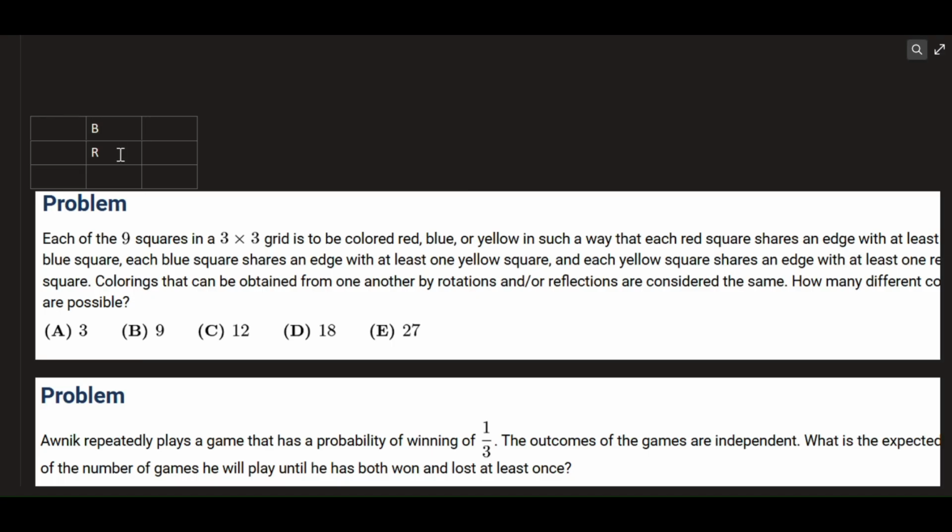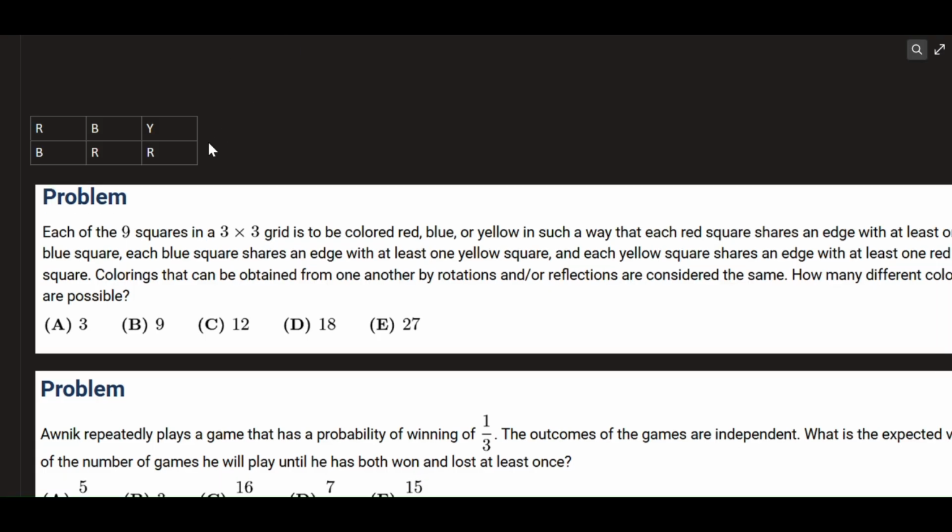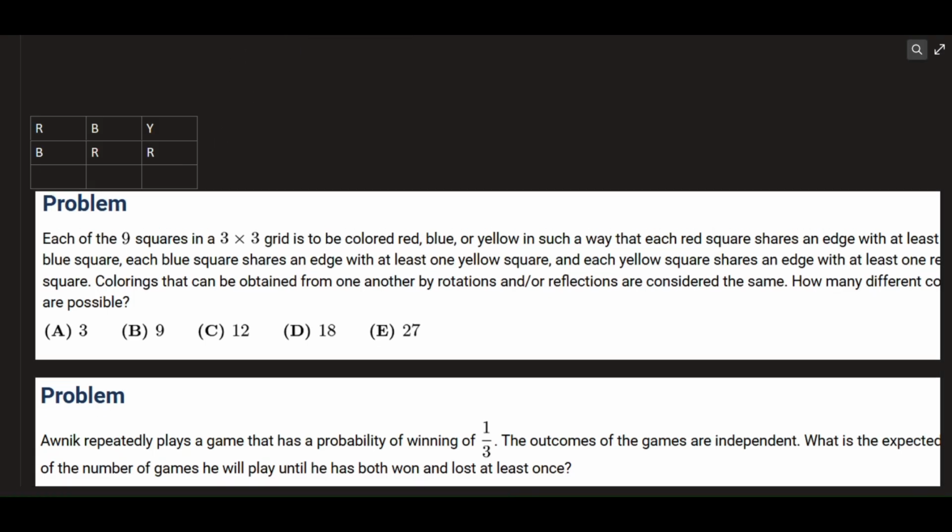So we have one scenario where this is yellow, and if that is yellow, then this must be blue. And if that is, wait, no, since that is yellow, that must be red. And this is blue. But we can mess around and try to find a couple colorings.